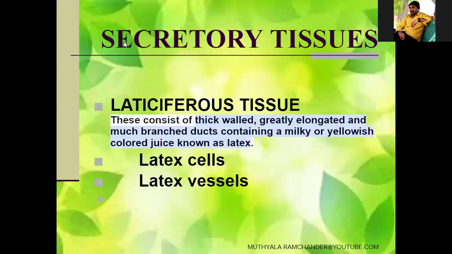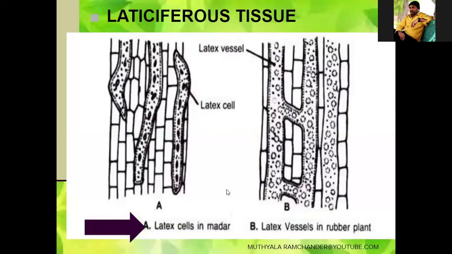And the second type of tissues, secretory tissues. The secretory tissues are present inside the plant part. They are mainly called laticiferous tissue. These consist of thick-walled, greatly elongated and much branched ducts containing a milky or yellowish colored juice known as latex. The latex is produced by latex cells or latex vessels.